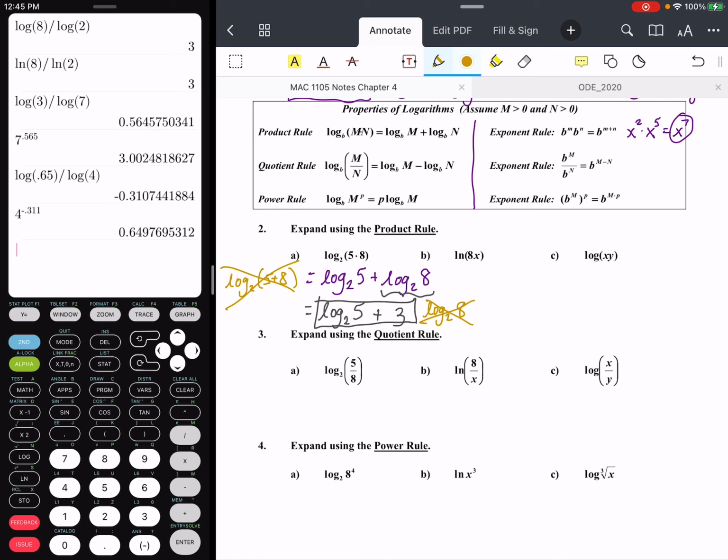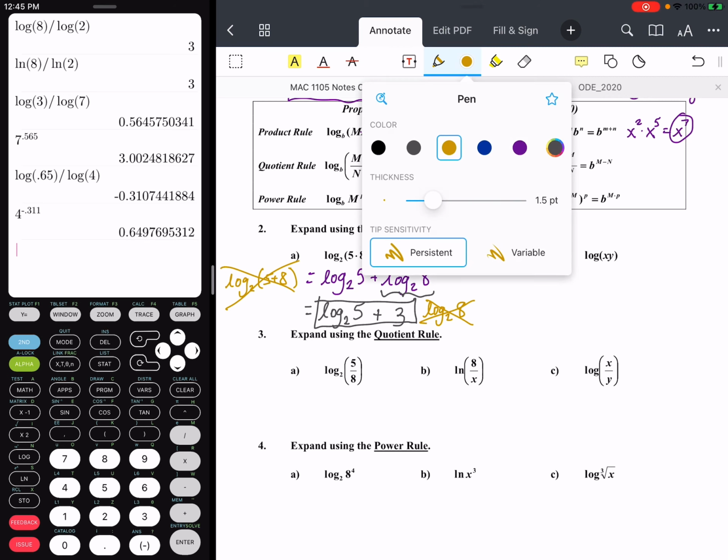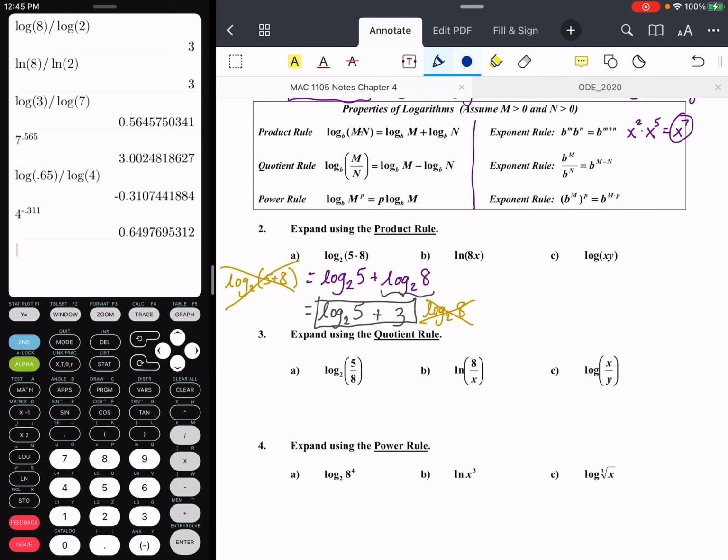Okay, so let's take a look at our next example. ln, natural log of 8x. I'll use a different color here. So we want to expand this using the product rule. So this would be equal to natural log of 8 plus natural log of x. And I can't evaluate that any further, so that would be my final answer. Part C, common log, log of x times y. If I'm expanding this, I can just expand this to log of x plus log of y. I split this into 2 logs, and I'm done.